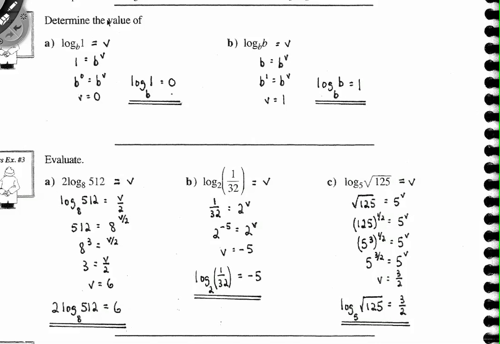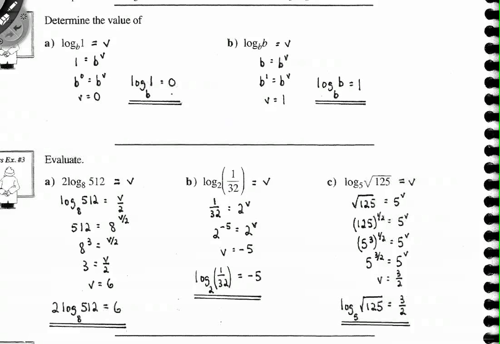Okay, here we're being asked to determine the value of log 1 to the base b. The value is v. Drop the 1 down, the b swings over and bumps the v up, so 1 equals b to the v. And the only time this would equal 1 is if we had an exponent of 0. Anything to the exponent 0 equals 1, so v must be 0. Over here, as I mentioned before, when you have a log of b base b, it equals 1. So let's drop the b down, swing the b over and bump the v up. We have b equals b to the v, so v has to be 1.